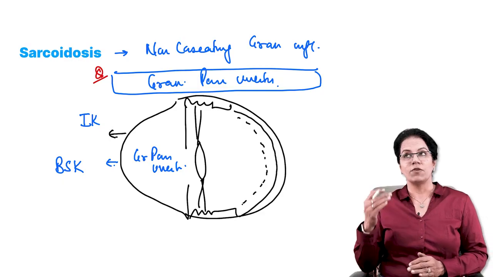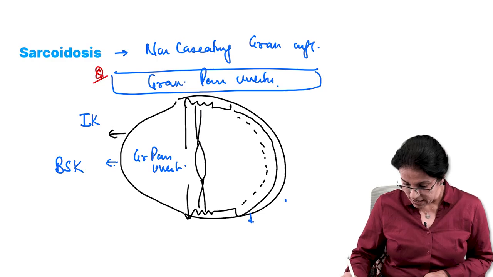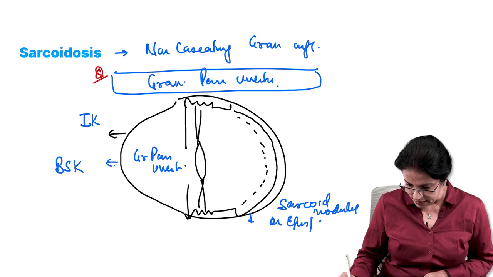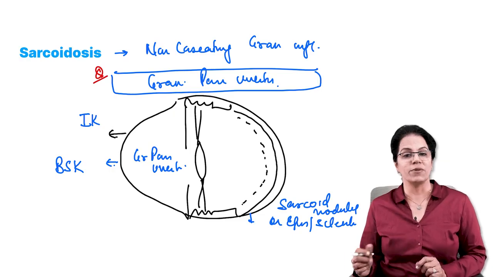Okay, before that, what about sclera and episclera? Because of the granulomatous inflammation, let's mention here, there are sarcoid nodules in the sclera and episclera. Sarcoid nodules on sclera as well as on episclera. These are again granulomatous inflammatory nodules. We call them sarcoid nodules.